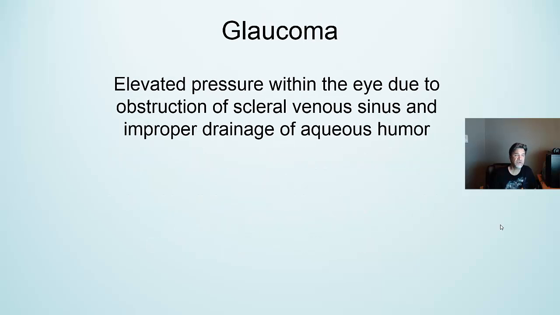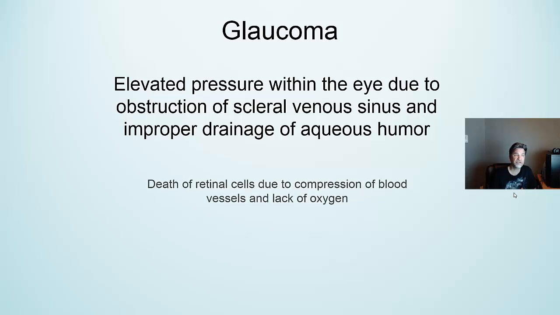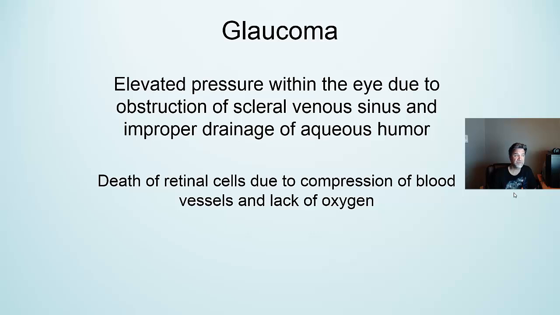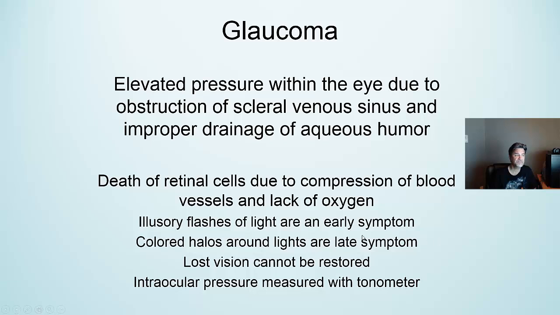Okay. So what happens in glaucoma? This is where you have improper drainage of your aqueous humor. I briefly mentioned this earlier. When you get less reabsorption than production, you're going to get a buildup of pressure, and that's bad, right? That's always going to be bad anywhere if you have too high a pressure. This can then cause pressure to form on the retinal cells, causing them to die from lack of oxygen. You'll see flashes of light and halos around things as later symptoms, and once it's gone, the retina is destroyed. There is no artificial retina.